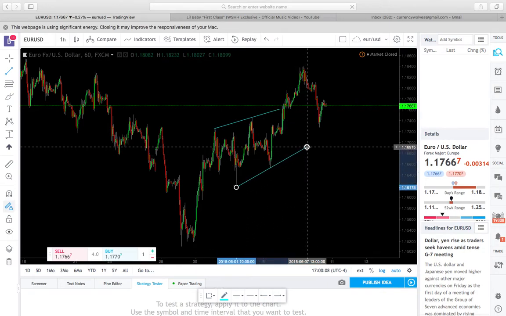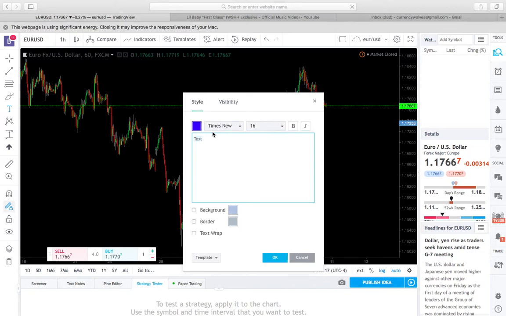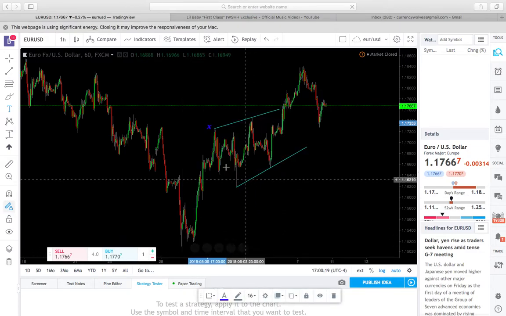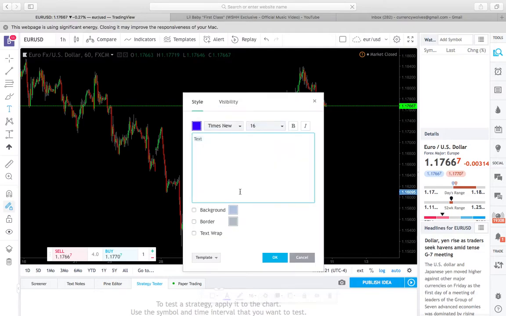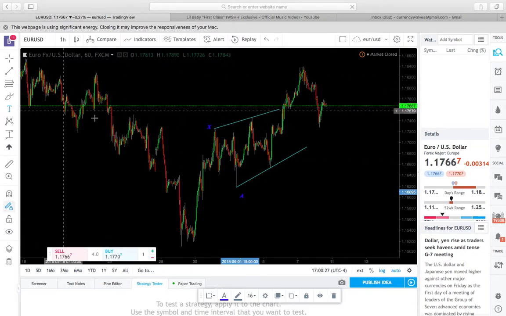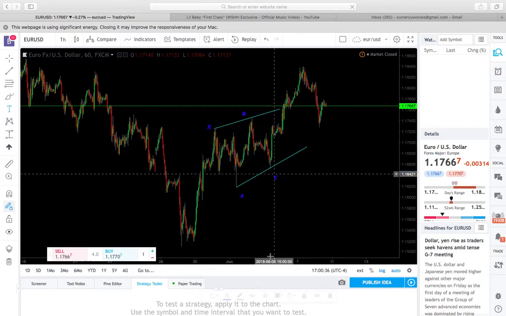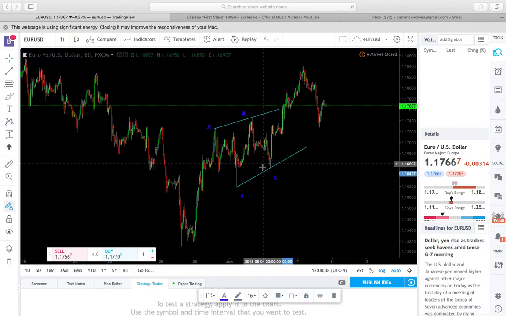All right. And if you guys know about wave theory and stuff like that, I'll go ahead and label the waves for you guys. So we have X, A, B, C. And at the C point, guys, I actually bought.